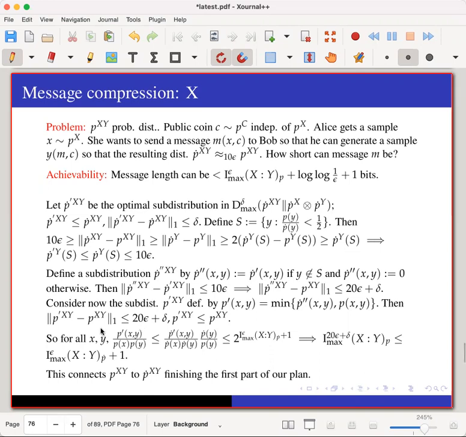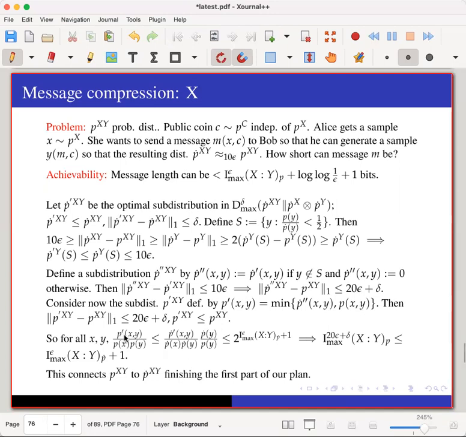So what have I got by all these exercises? I found a subdistribution P prime, which is close to P, the original distribution, and is less than or equal to P. And more properties, which is in the next slide.